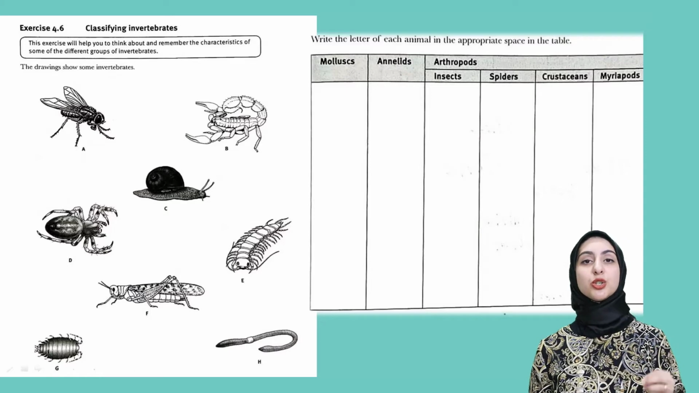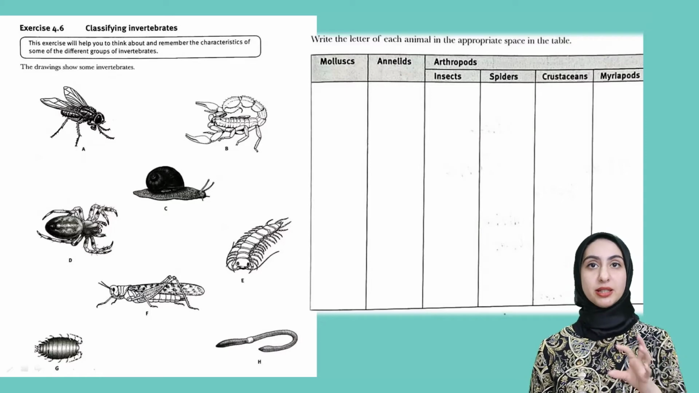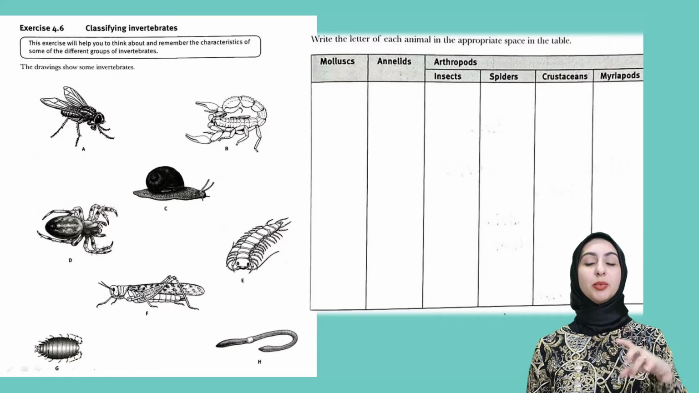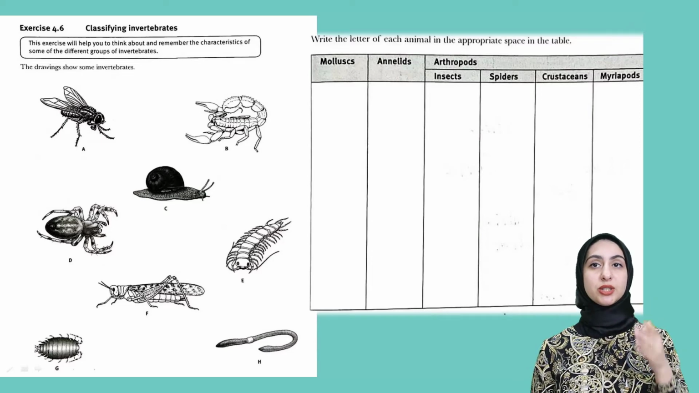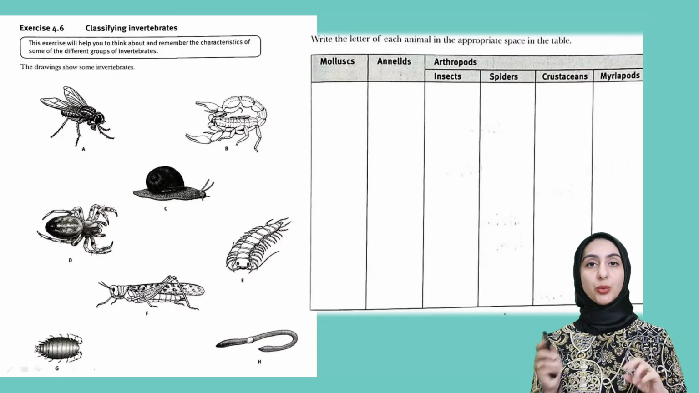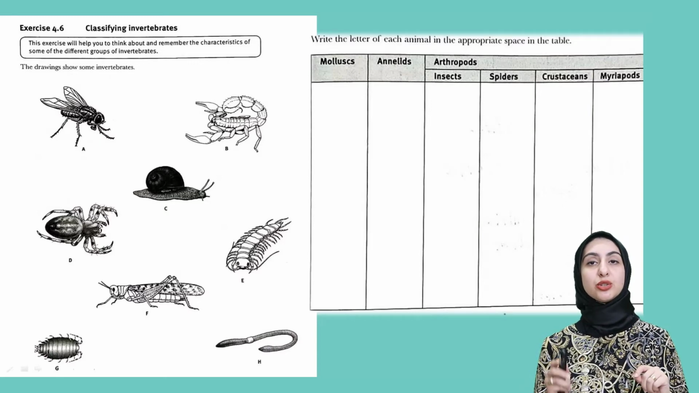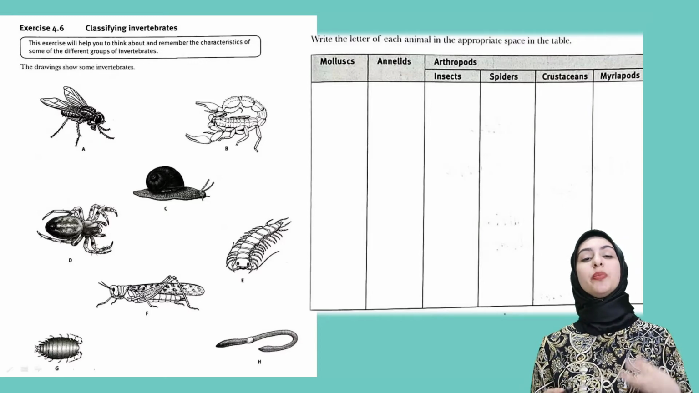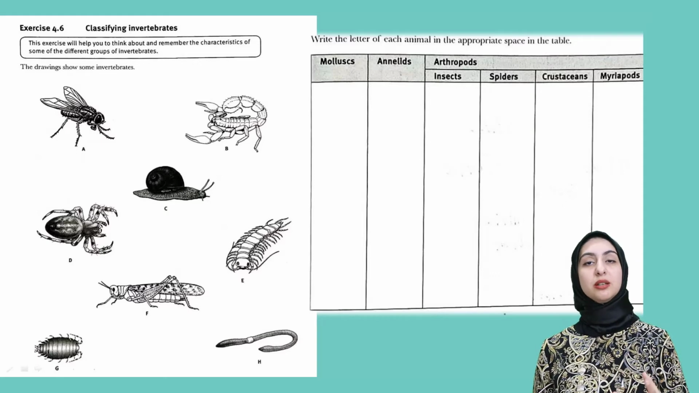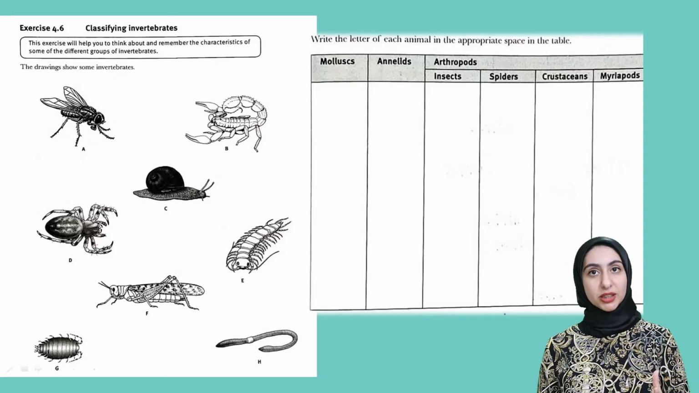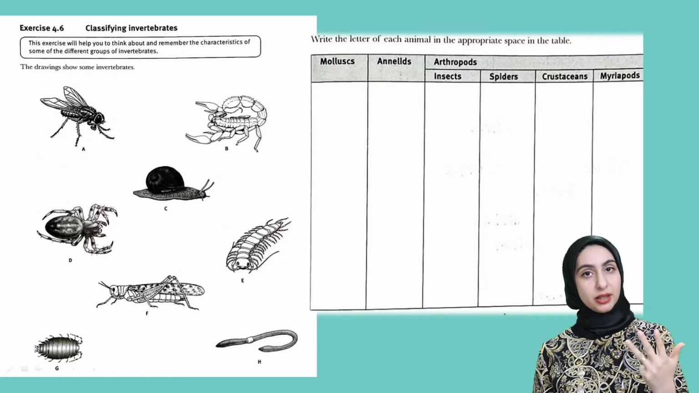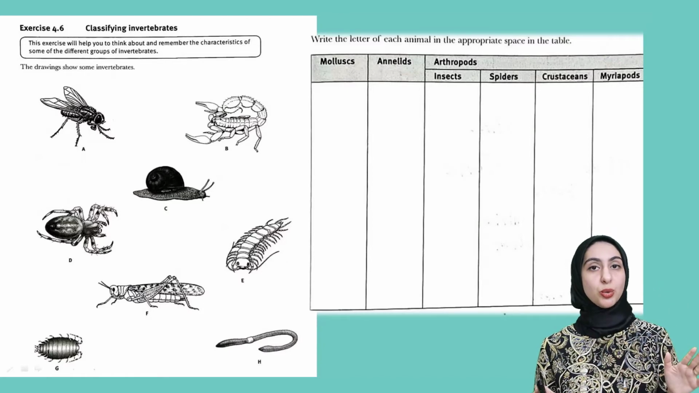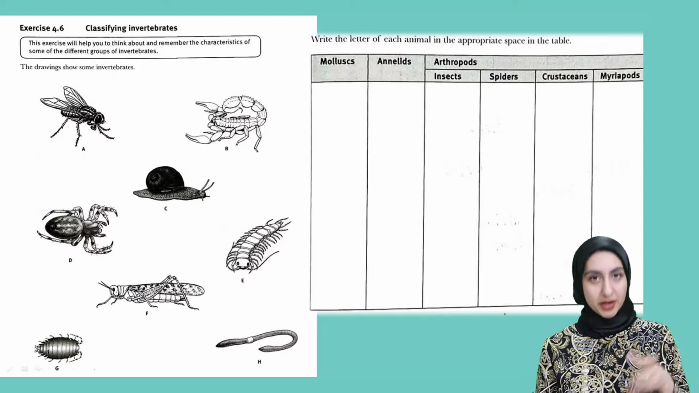Before we start, I just want you to edit something in this table. In this table, for the arthropods, it's written insects, spiders, crustaceans, and myriapods. The word spiders here, we need to change it to arachnids, because here the arthropods is divided into insects, arachnids, crustaceans, and myriapods. There is no group called spiders, we have arachnids.